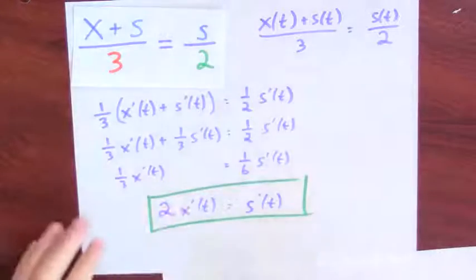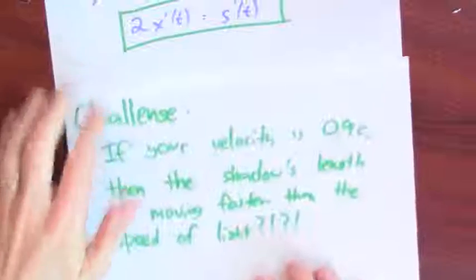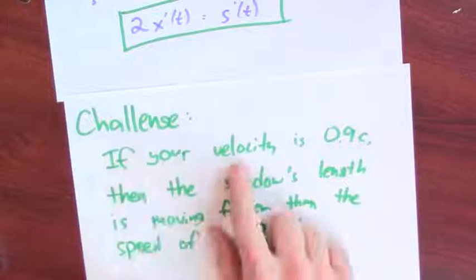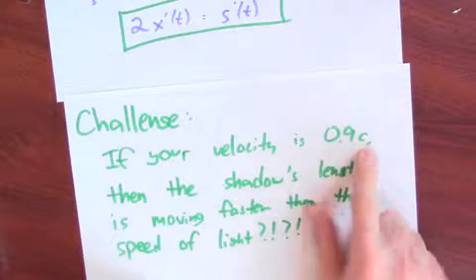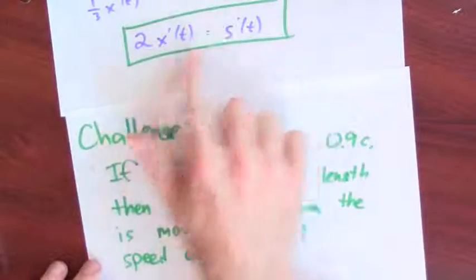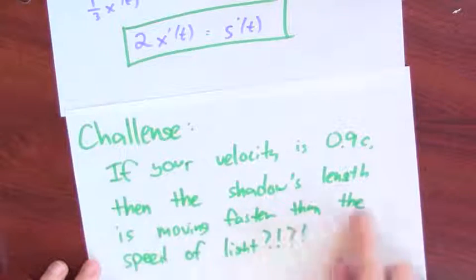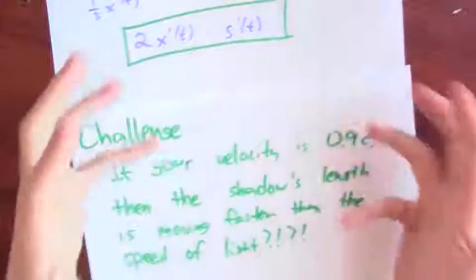I think the important thing to take away from this example is that similar triangles are hugely helpful. If you see similar triangles, use them. There's also one thing that I think is very funny about this particular solution to the problem. Here's the challenge for you to think about. If your velocity is 90% the speed of light, so you're almost going the speed of light, then this formula would be telling you that your shadow's length would be moving faster than the speed of light. Is that really possible?